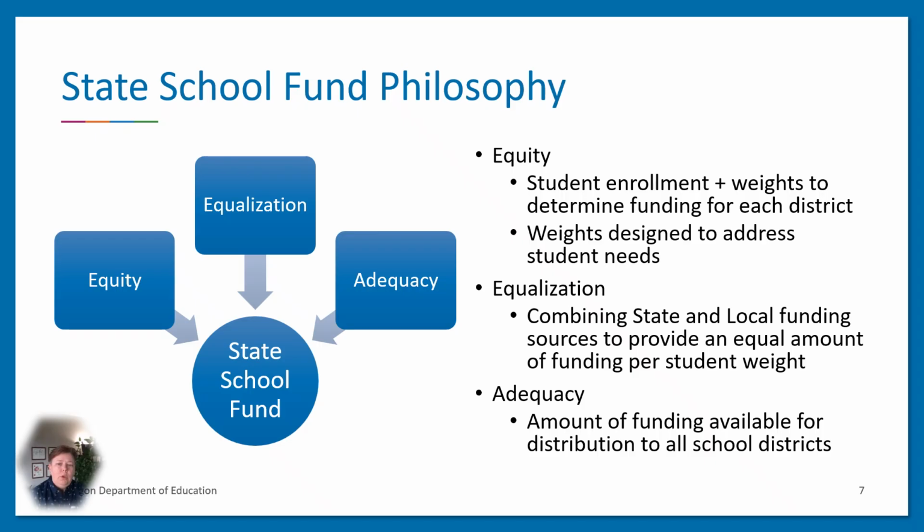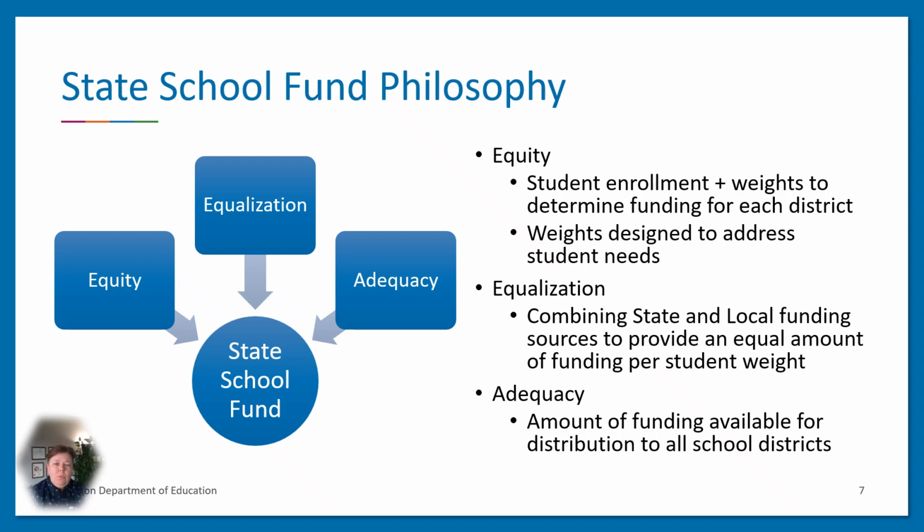The next component is equalization. Oregon's State School Fund is unique because it takes a combination of local resources and state resources, and combines those funds to provide an equal per ADMW, or per weighted student, amount that school districts are funded on.